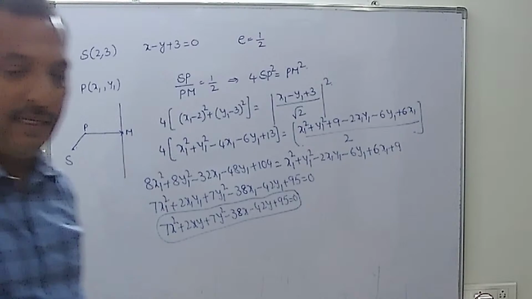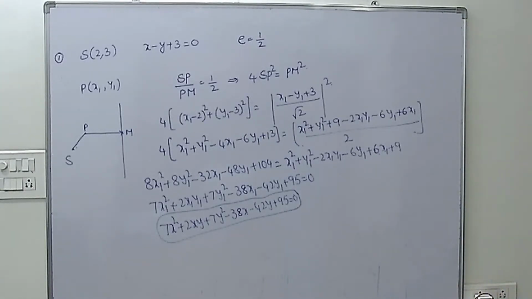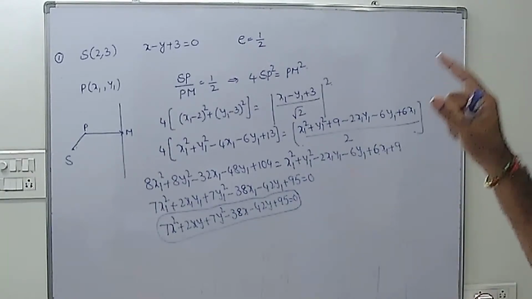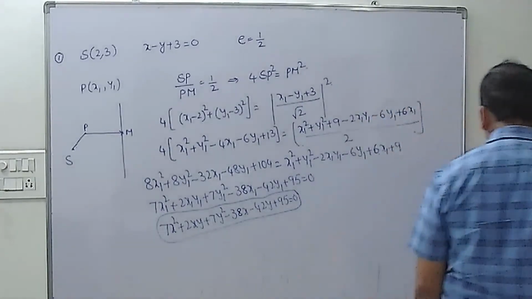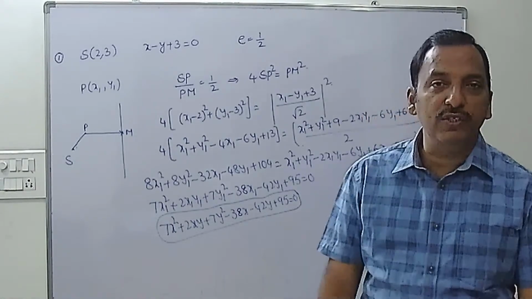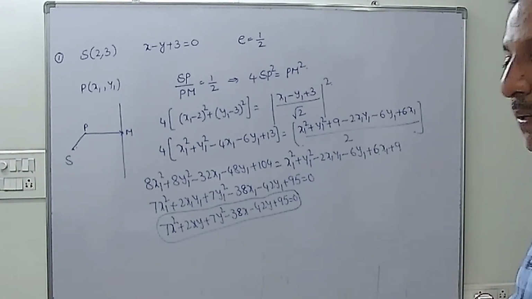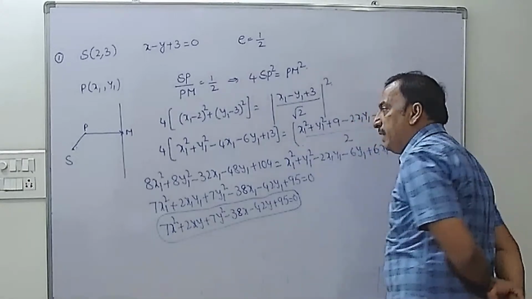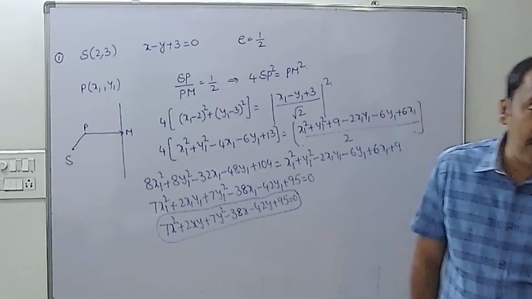How are we defining a conic? S is a fixed point and L is equal to 0 is a fixed line. A point P is moving such that the ratio of its distances from the fixed point and the fixed line is always constant. The fixed point is called what? Focus. The fixed line is called what? Directrix. And the constant ratio is called what? Eccentricity. If the eccentricity of the conic is greater than 1, then the conic is called a hyperbola. If the eccentricity is less than 1, then it is called an ellipse. And if the eccentricity is equal to 1, then it is called a parabola.